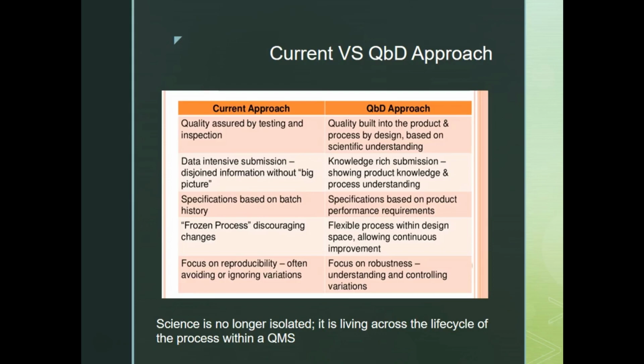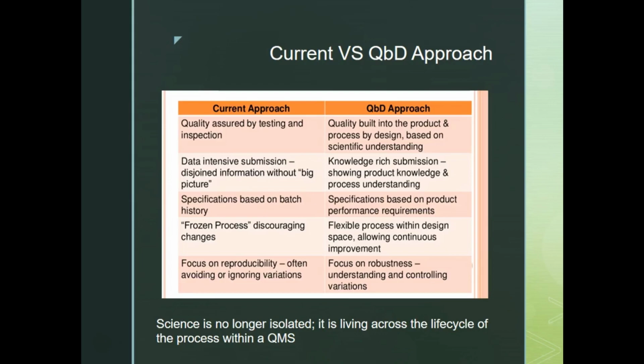process understanding. Again, the current approach is based on specifications that are set based on historical data, based on previous batches, where the QbD approach is specifications based on product performance requirements and how you want your process to behave. The current approach would consider your process to be, from the moment it's developed or validated, frozen, discouraging changes. The QbD approach would be a flexible process within design space, allowing continuous improvement of your process.